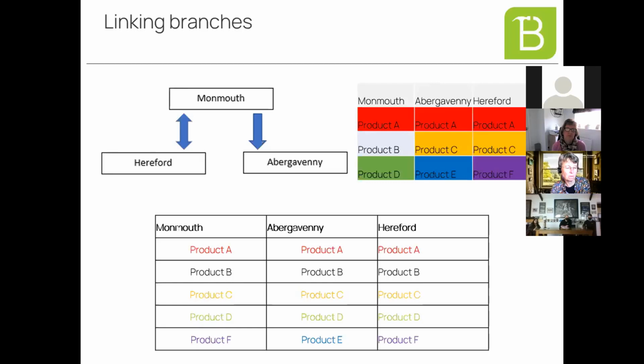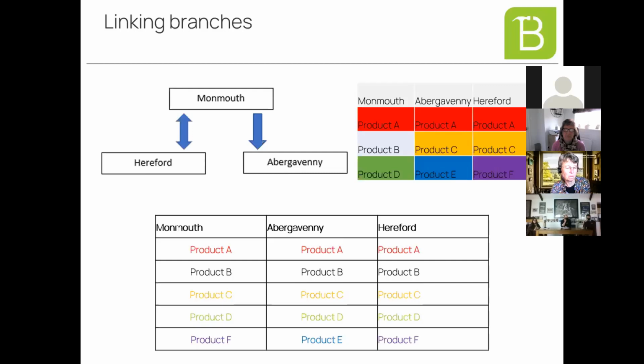And then you've got a one-way relationship with Abergavenny, whereby Monmouth is sharing its stock with Abergavenny, but Abergavenny is not sharing it back. So these are the rules in the back end of the system that will determine what the customer sees. The key on the right-hand side is basically all the three different locations, showing which products they physically stock.